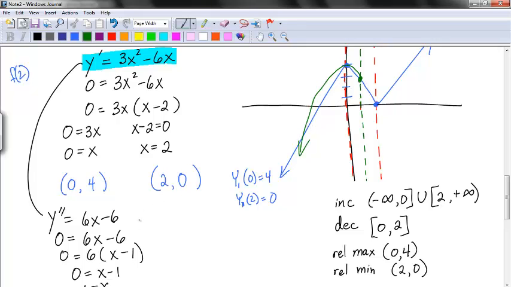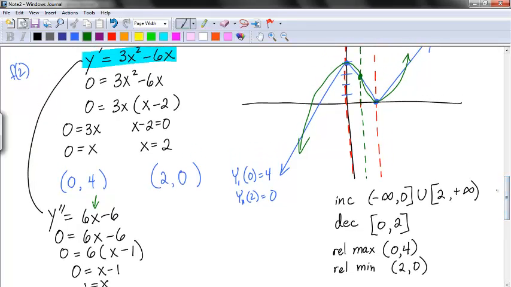And then if you test a point on the other side of 1, let's test like 3. If you put 3 back in right here, you'd have 3 times 6 would be 18, minus 6 would be 12. It's positive. Positive means it is concave up. So now you know we had a change in concavity from concave down to concave up, and the y double prime is equal to 0.